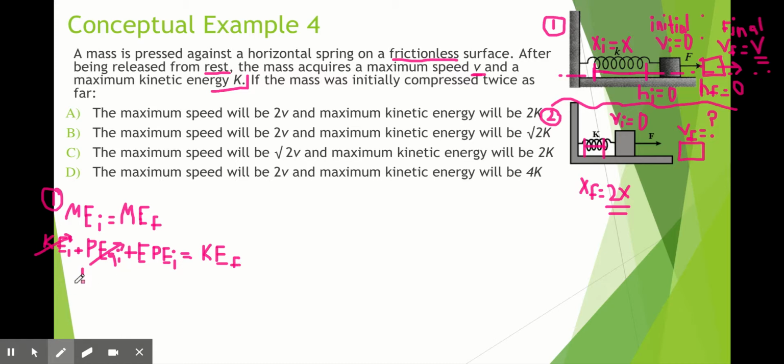So we'd have 1/2 times k times x squared. It's the equation for elastic potential energy. That's going to be equal to the kinetic energy, which would be 1/2 m v squared.